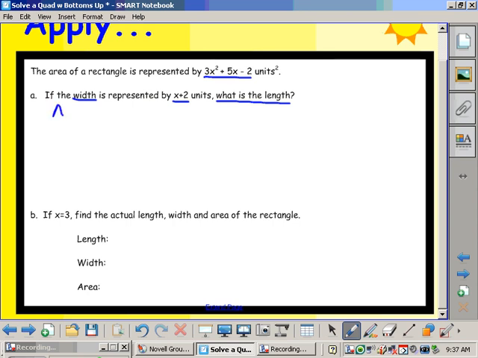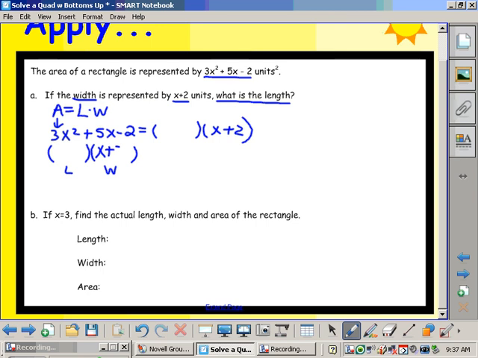So if we know that the area of a rectangle can be found by multiplying the length times the width, and we know the area is 3x squared plus 5x minus 2 units, then if we were to factor that, we could find the factors of it, one which would be the length and one would be the width. Now what we know already, from the information given to us in A, is that the width is x plus 2. So we know this part of it. We just need to find the length.